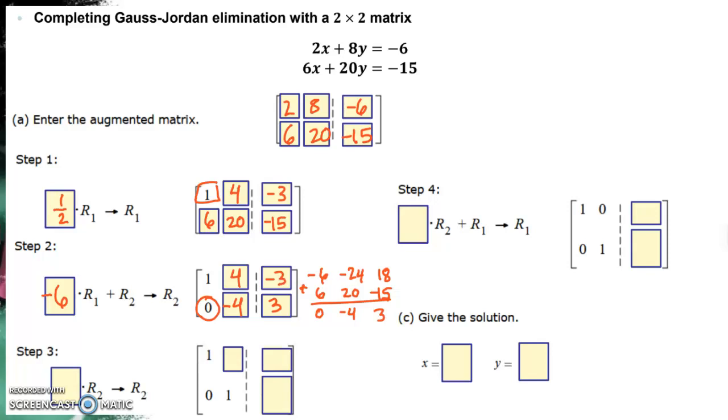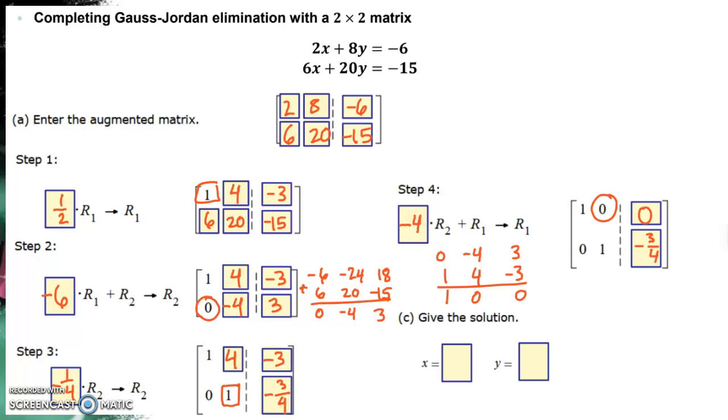Now, how do I go from a negative 4 here in row 2 to a 1? I multiply row 2 by negative 1/4. So I get 0, 1, and then negative 3/4. And then 1, 4, and negative 3 here still. Now step 4 is to get a 0 here. So I multiply row 2 by negative 4, which is going to give me 0, negative 4, and a positive 3. And add row 1, which is just 1, 4, and negative 3. And I'm going to replace row 1 with 1, 0, and 0. And row 2 hasn't changed, so this is negative 3/4.